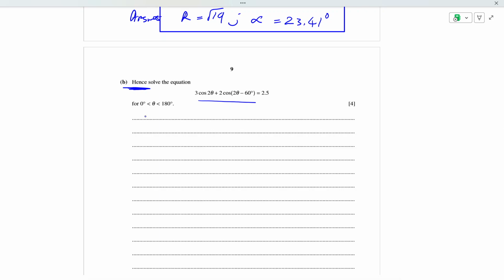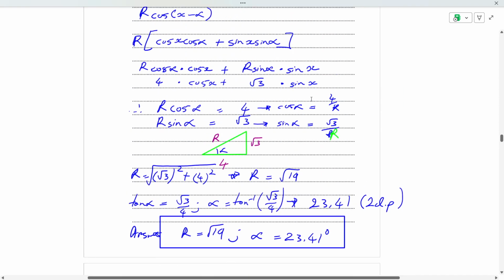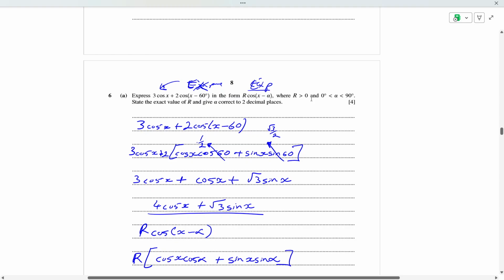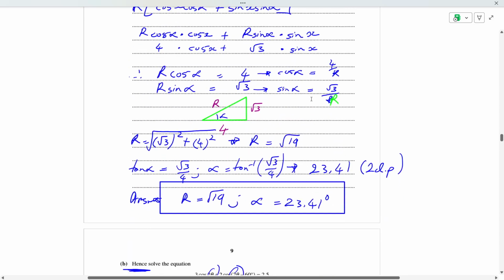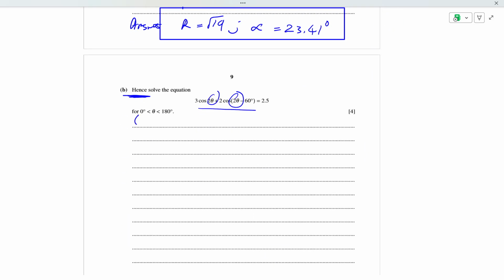So if we compare that, we can see that the difference now is just that the theta has been replaced by 2 theta, but the negative 60 is still the same. So the x has been replaced by 2x. In this case they just said let x be equal to 2 theta. But I'm going to work it out, find the value of x, and then use this substitution to find the value for theta.